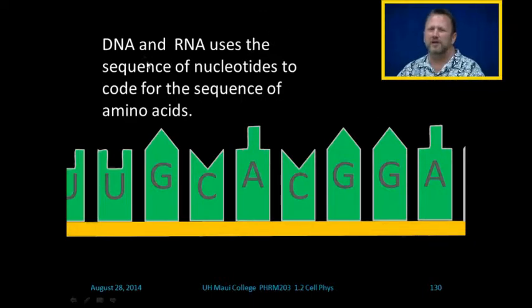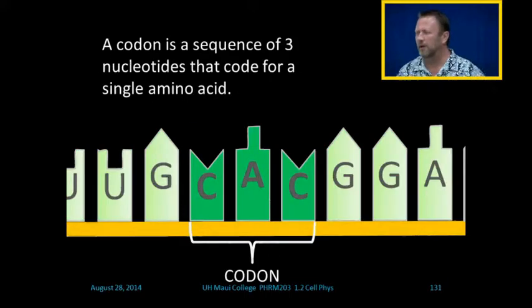So DNA and RNA use the sequence of nucleotides, each of these is an individual nucleotide, to form a sequence, and the sequence is the code for the amino acids. And so if you take 3 of these nucleotides, we'll call that a codon because the 3 nucleotides code for a single amino acid. How does the ribosome know which amino acid to use? Well, the codon tells the ribosome which amino acid to use.